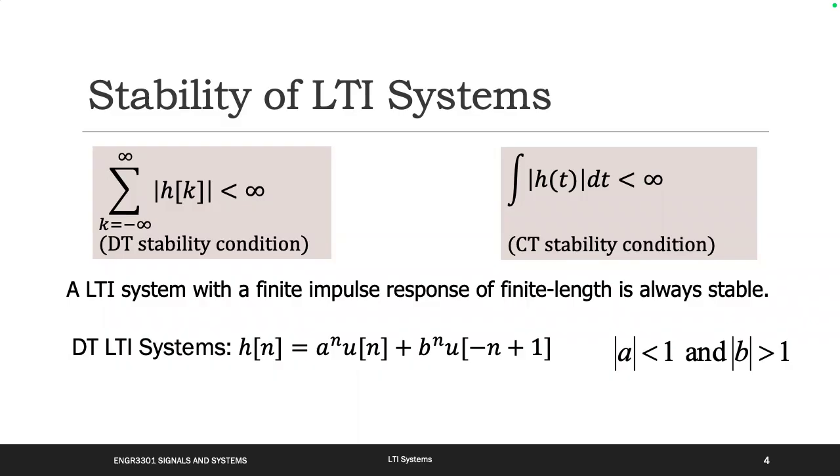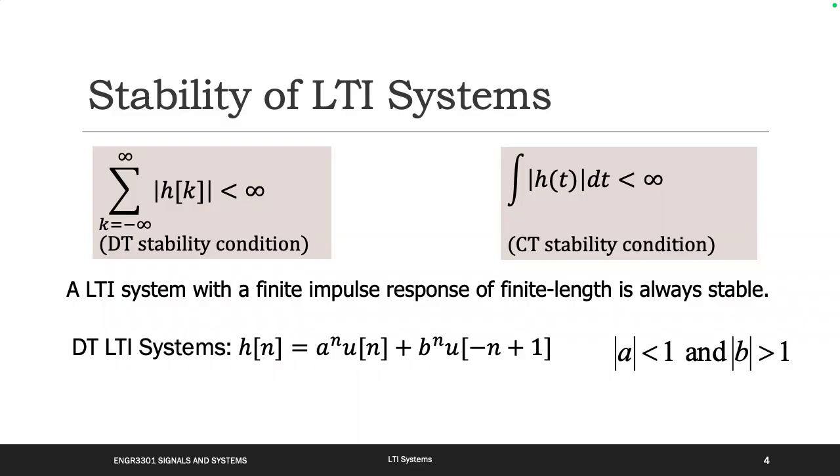Do you know why? Yeah, actually you can see we have h[n] equals a^n u[n] plus b^n u[-n+1]. Am I right? And what is u[n]? What's the name for u[n]? Step function, am I right? What does it look like? It just looks like this.